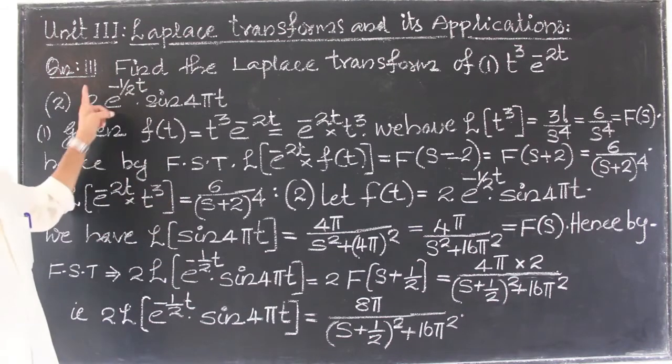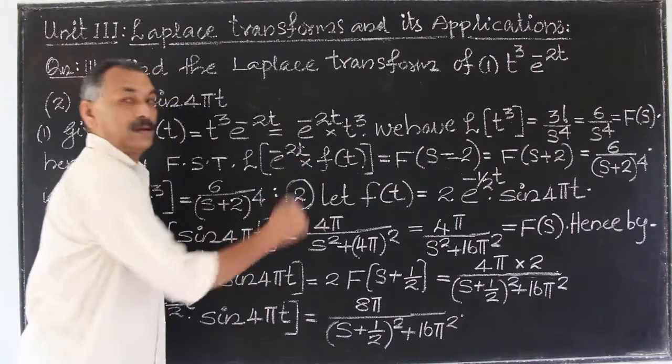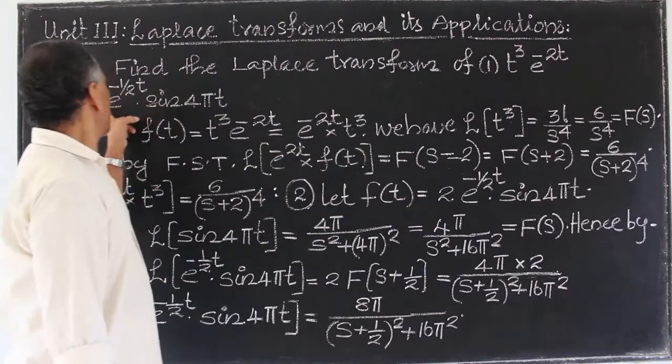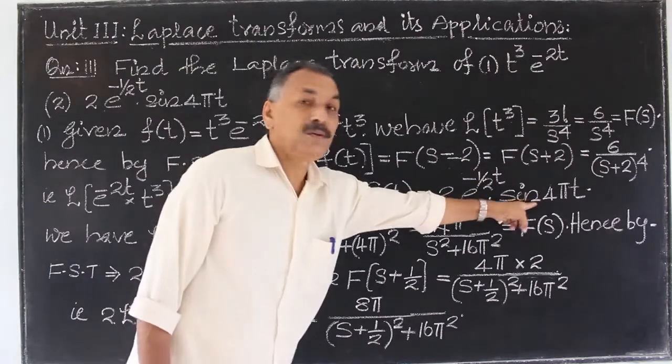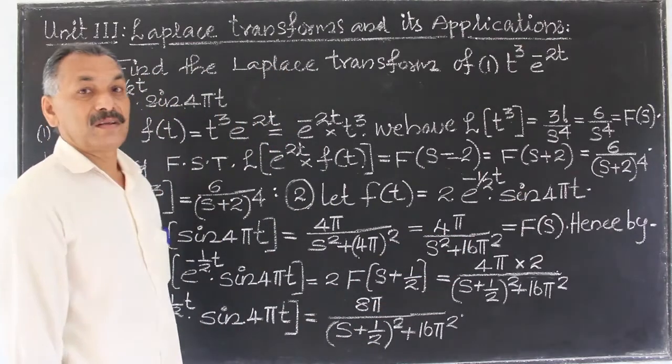Second. Then next this problem. Another problem. This one. Second problem. Given f of t is equal to 2 into e raised to minus 8t into f of t. This f of t.